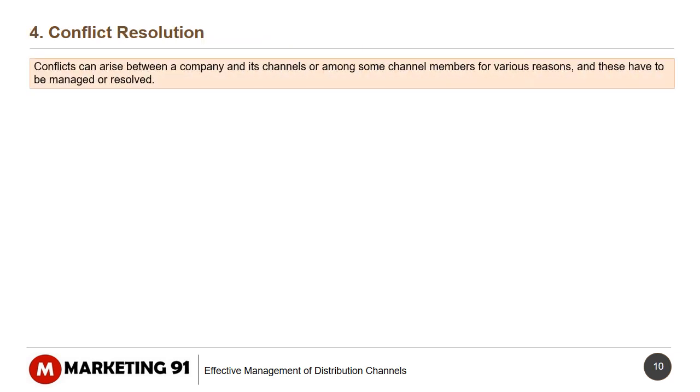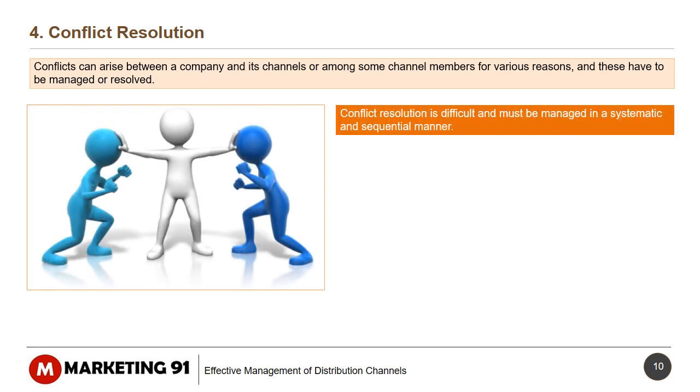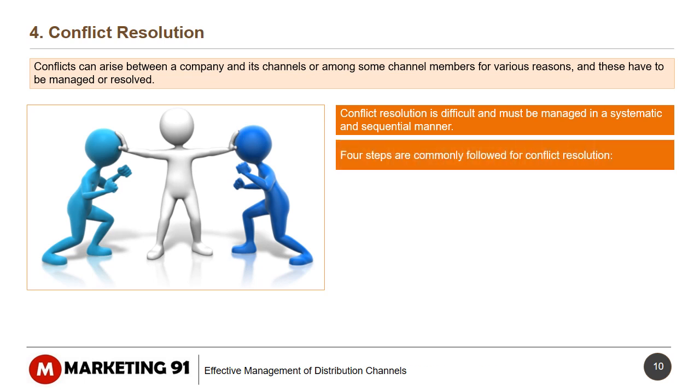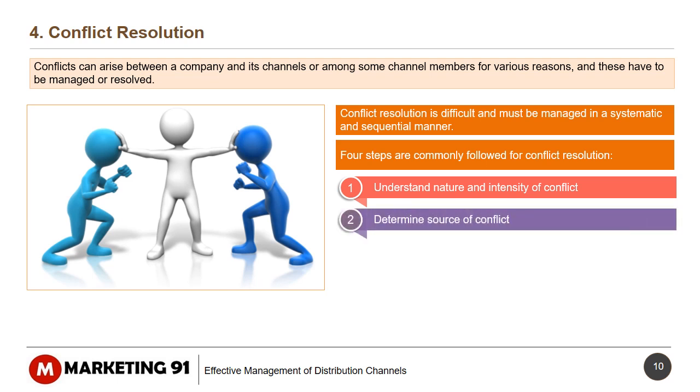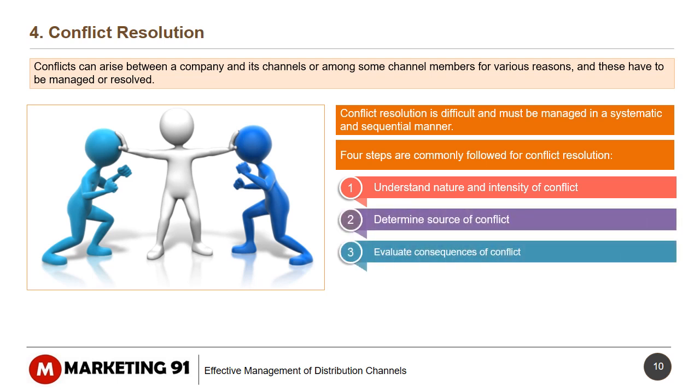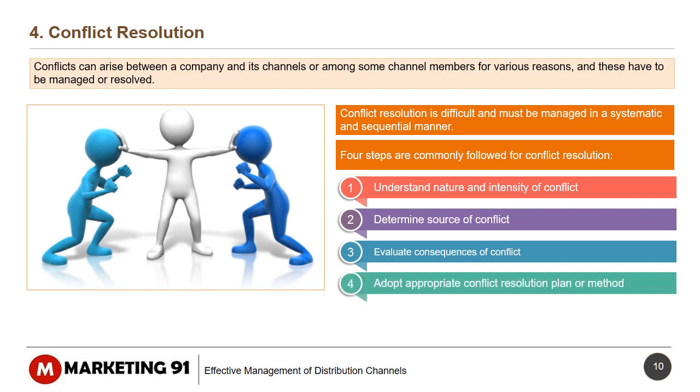Conflict resolution. Conflicts can arise between a company and its channels or among some channel members for various reasons, and these have to be managed or resolved. Conflict resolution is difficult and must be managed in a systematic and sequential manner. 4 steps are commonly followed for conflict resolution. Understand nature and intensity of conflict. Determine source of conflict. Evaluate consequences of conflict. Adopt appropriate conflict resolution plan or method.